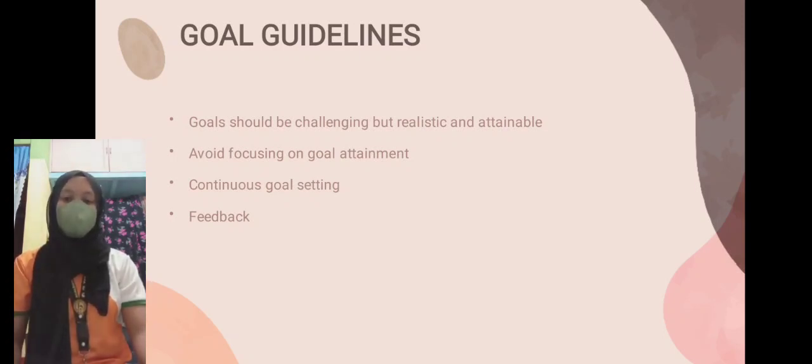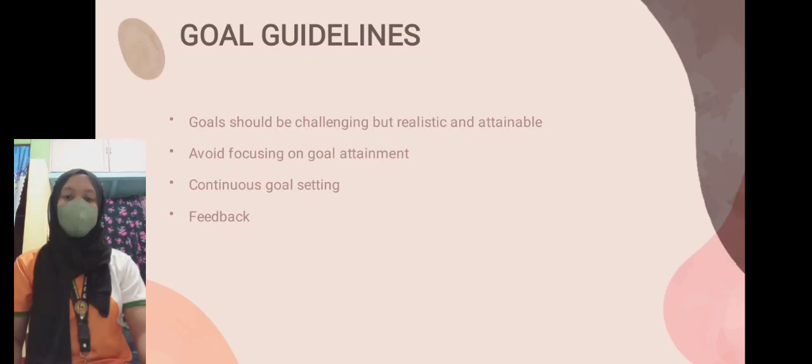Goal guidelines. Goals should be challenging but realistic and attainable. If you set goals that are too easy, you will reach them without much difficulty, which will not provide you with a real sense of accomplishment. It is best to set goals that can be realistically reached, but only with a sufficient amount of time and effort put in. For example, dreaming to study fashion in New York. Studying fashion costs a lot of money and effort.